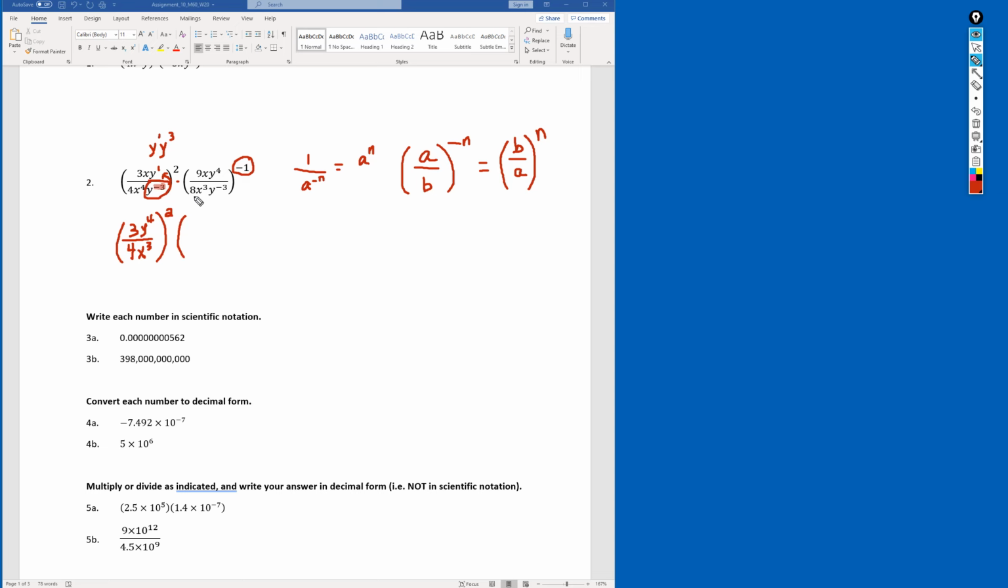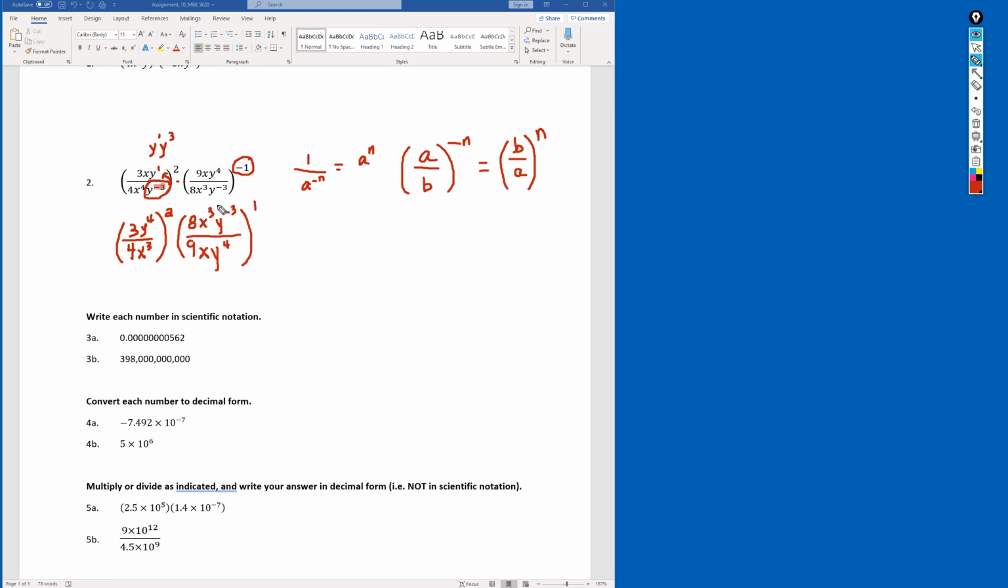So if we do that, I'm just going to take this stuff, put it on the top: 8x cubed, y to the negative 3. And then take this stuff, the numerator, and put it on the bottom: 9x, y to the 4. And now that's going to be the positive 1. I'll go ahead and write that, which just means nothing, really. We could really just get rid of that 1. It's just this expression.